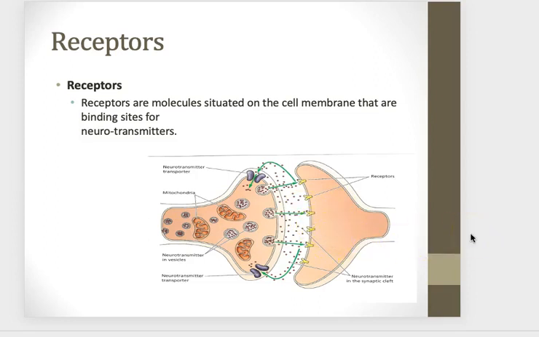So receptors are molecules situated on the cell membrane that are binding sites for neurotransmitters. You can see these yellow receptors right here. So it is released, goes through the synaptic cleft. As it's out here, it binds to the receptor. It may come off, it may bind again, it may bind to several of them, and then at some point it's usually taken up again by the neuron and stored again for later use.